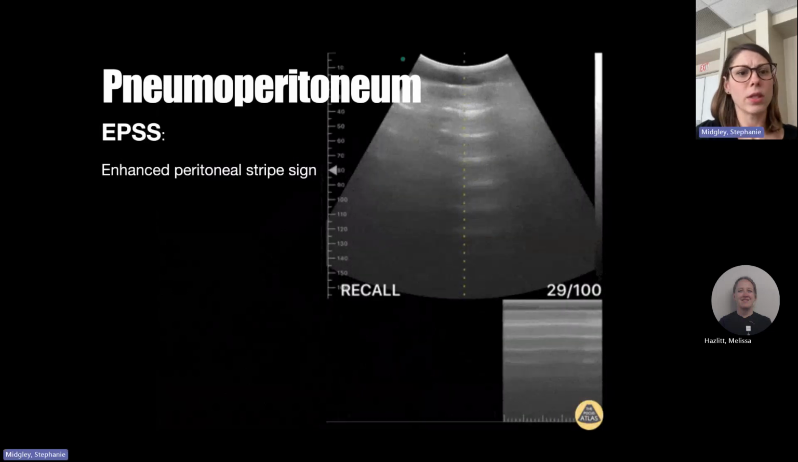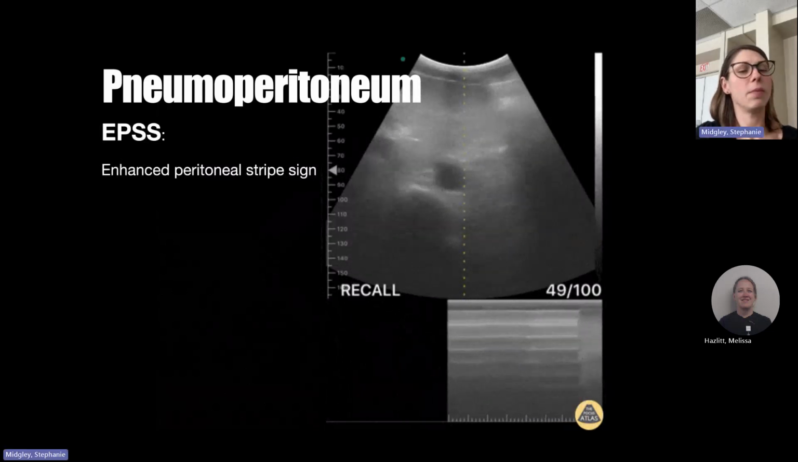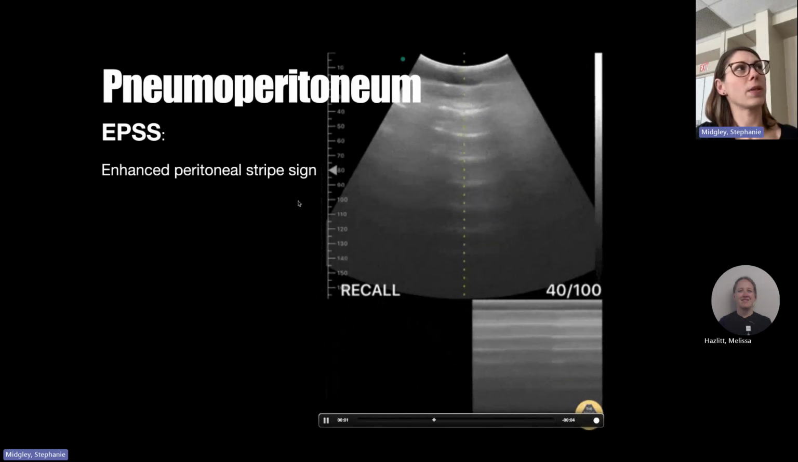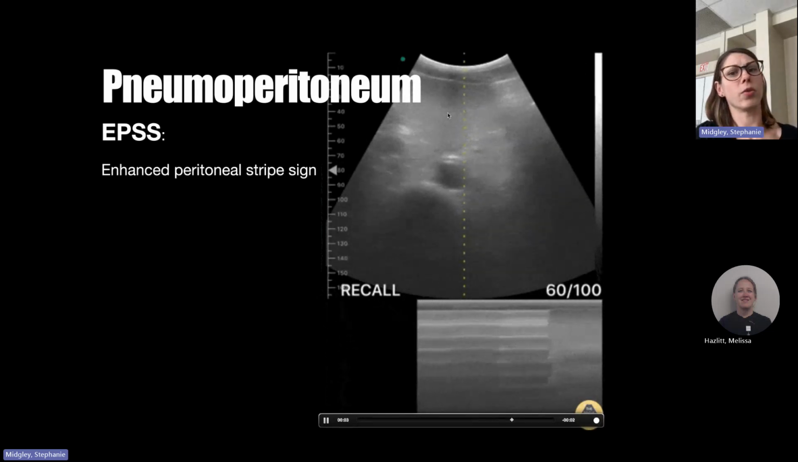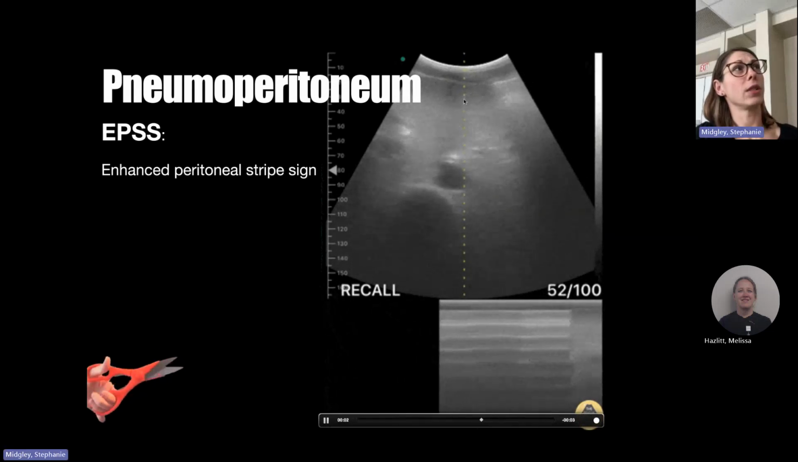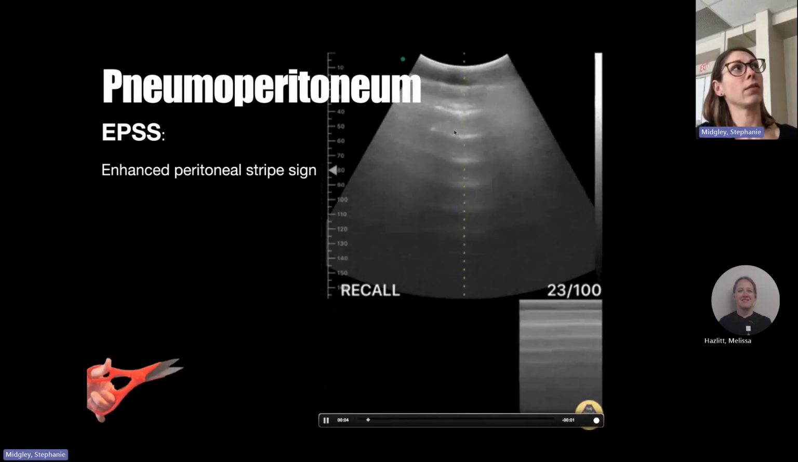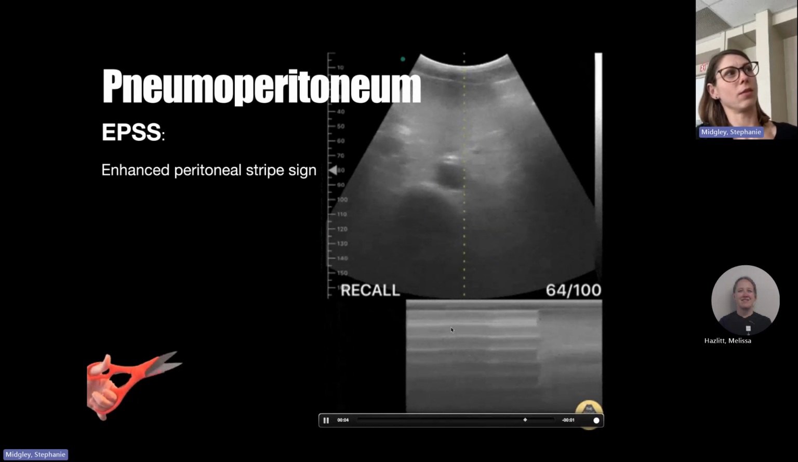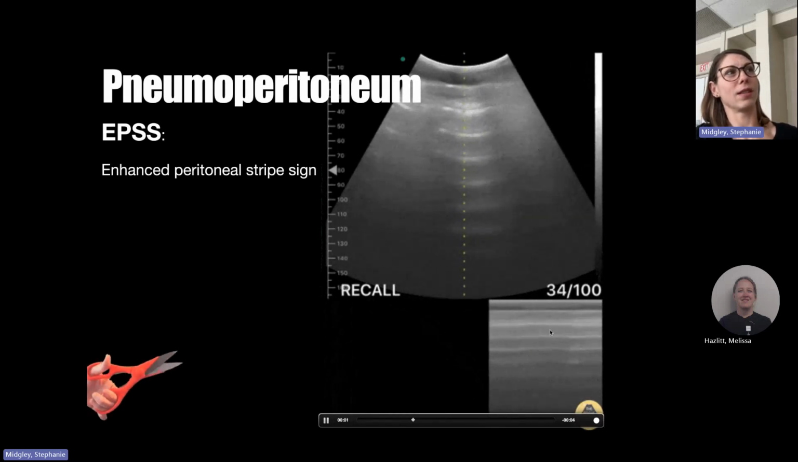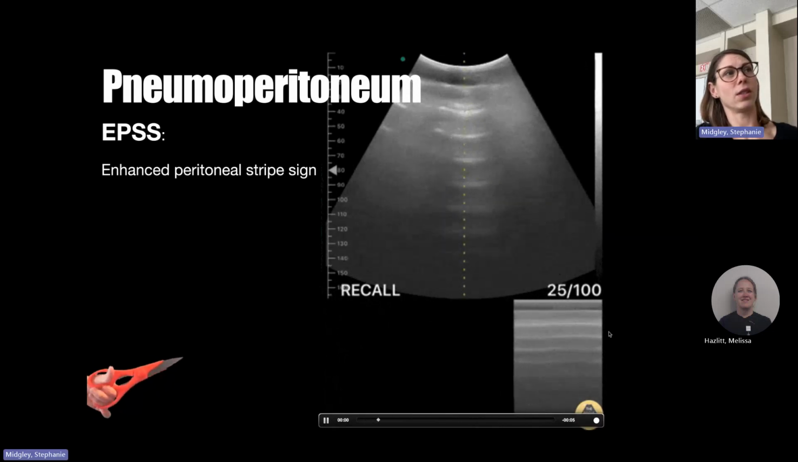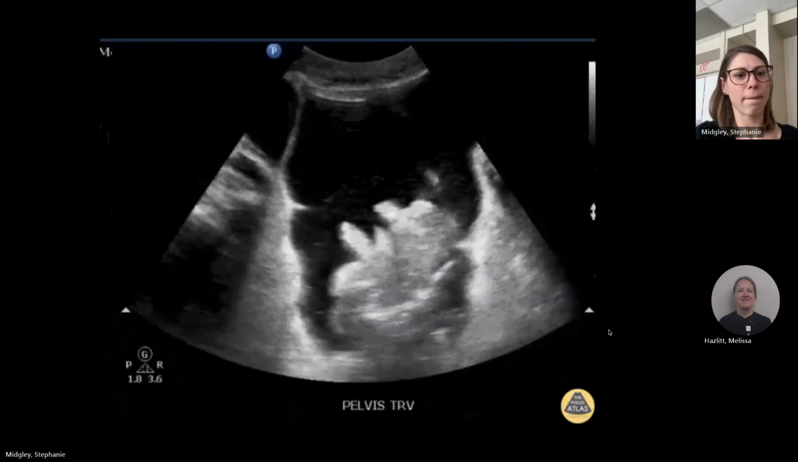All right, so this is the EPSS, which is your enhanced peritoneal stripe sign. Essentially this is what they're doing: the scissoring technique where you push down, you lose the air, and then you let go and the air comes back in. And if you want to be really weird for some reason, you throw M mode over it and you get this pattern where you see the A lines, then tissue, and then A lines.